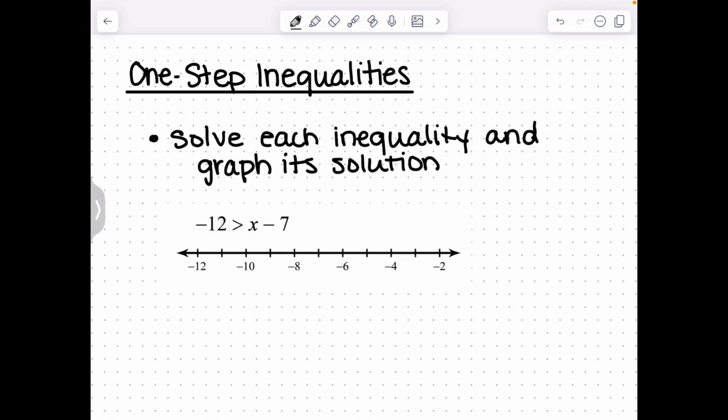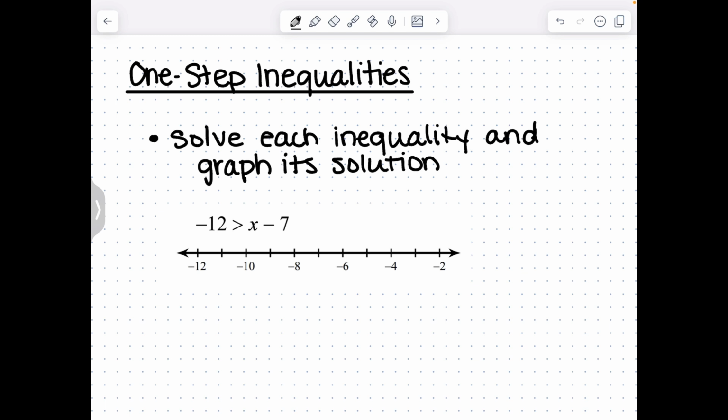Today we're talking about one-step inequalities. Now the instructions for this one, we're going to solve each inequality, but we're also going to graph its solution. So if you need a refresher on graphing the solution, check the top of the screen. There should be a link to our graphing inequalities video.